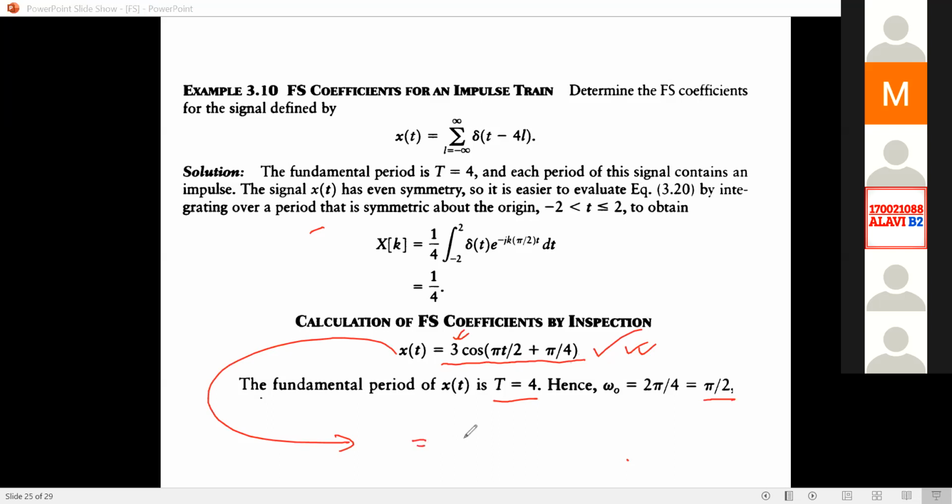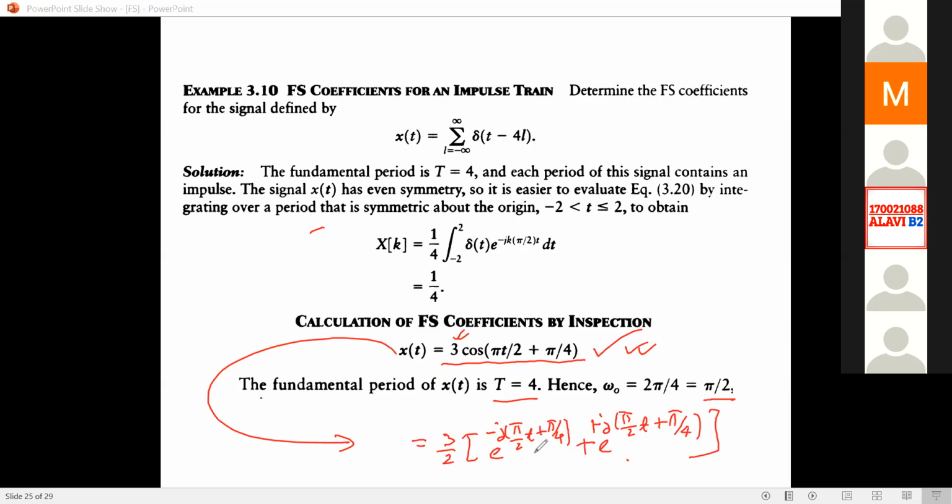Because you have to express it into exponentials. Then your signal will be equal to what? You know that this signal will be equal to 3 divided by 2 into e to the power minus j (pi divided by 2 t plus pi by 4) plus e to the power plus j (pi divided by 2 t plus pi by 4), isn't it? Yes, sir, using Euler identity.